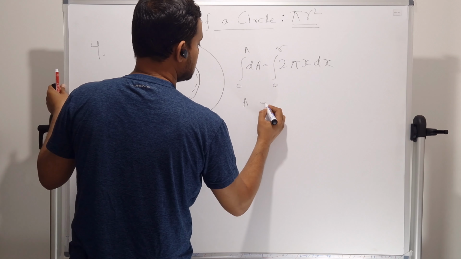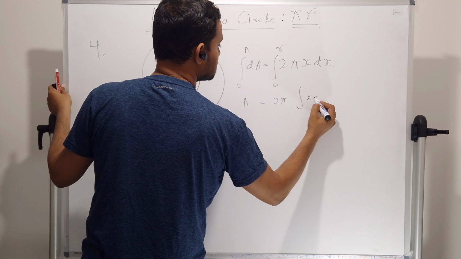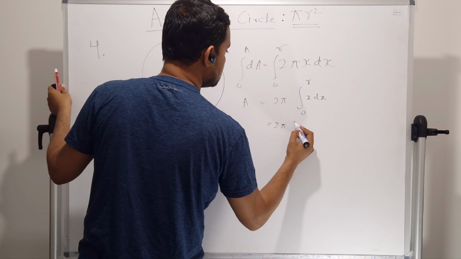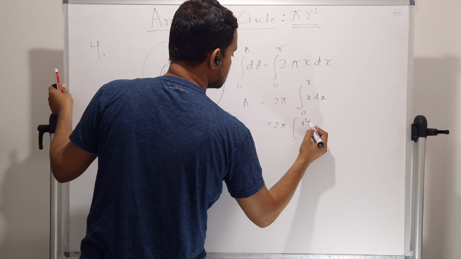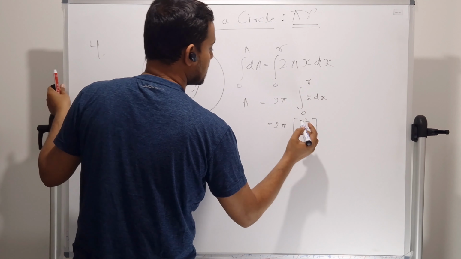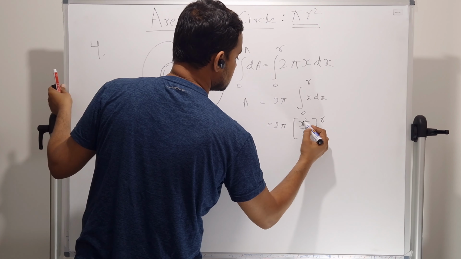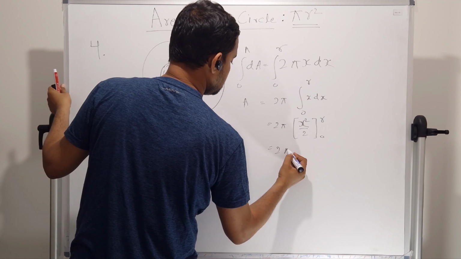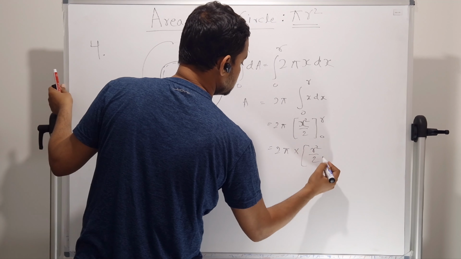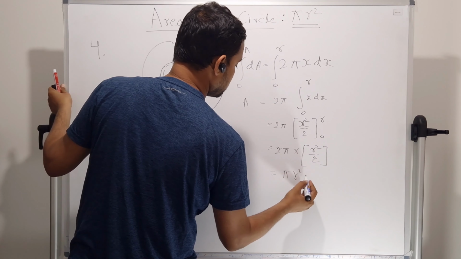This becomes A, and 2 pi comes outside: the integral of x dx from 0 to r is equal to 2 pi times r square upon 2. The integral of x dx is x square upon 2, from 0 to r. This is 2 pi into r square upon 2. The 2 and 2 cancel out, and it gives pi r square.